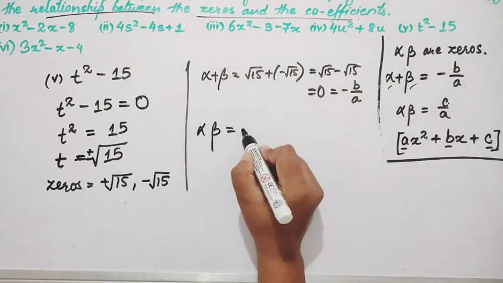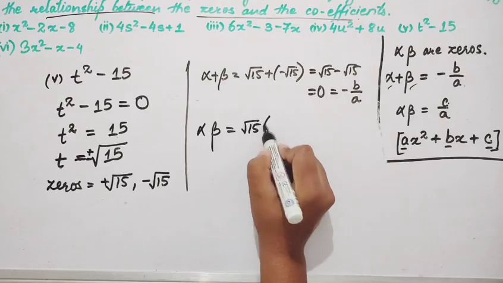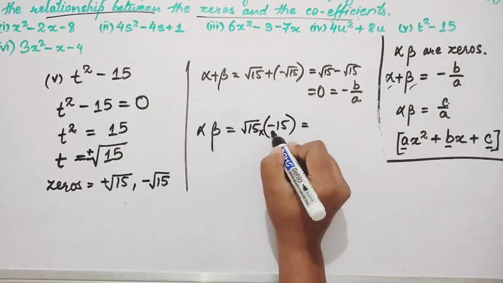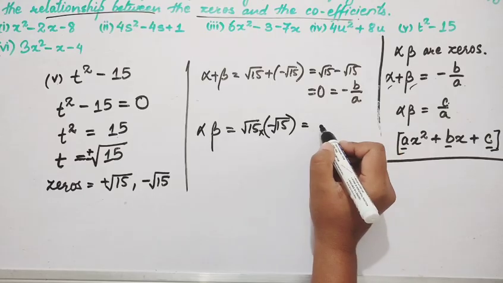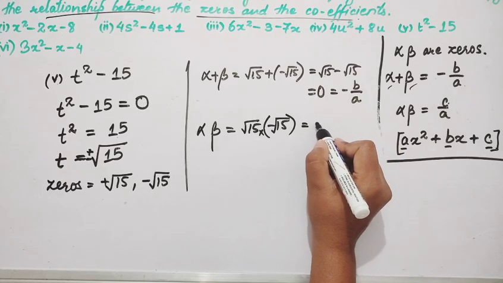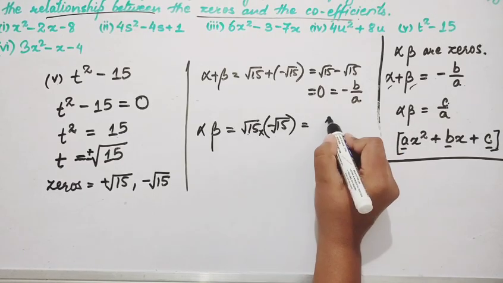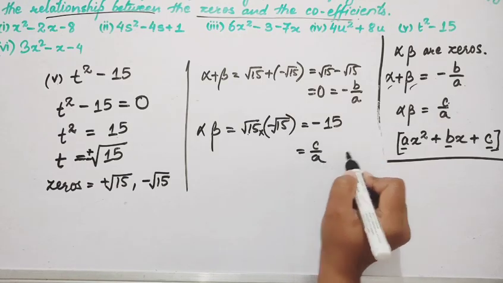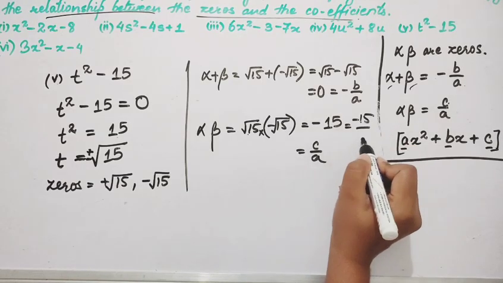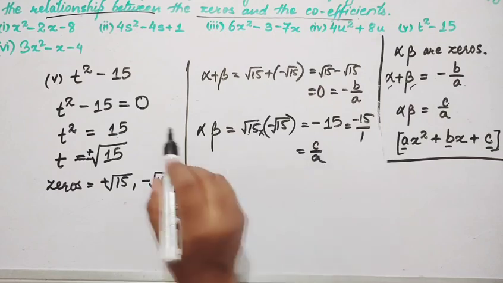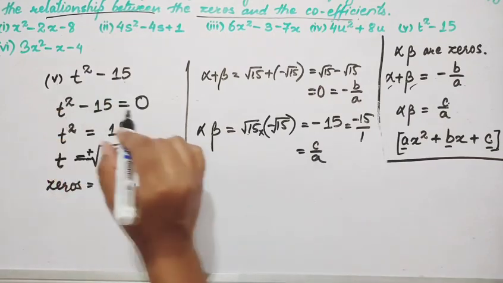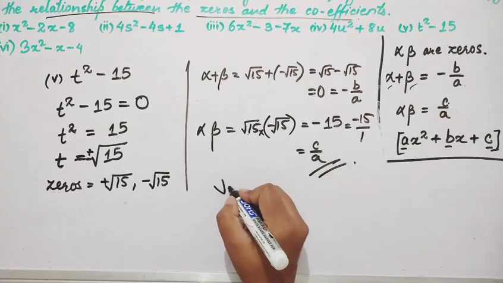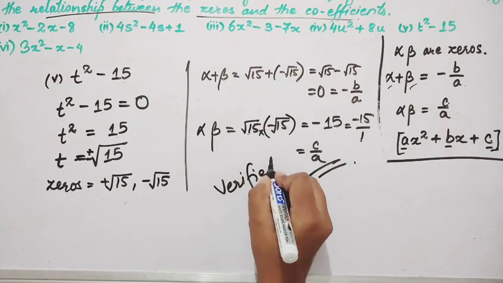Alpha beta is root 15 into minus root 15. That means we have root 15 into root 15, which is 15, and we have a sign minus. So c by a is minus 15 by 1. Here we can see c equals minus 15 and a equals 1, which will give us minus 15 into 1. So here this is also verified.